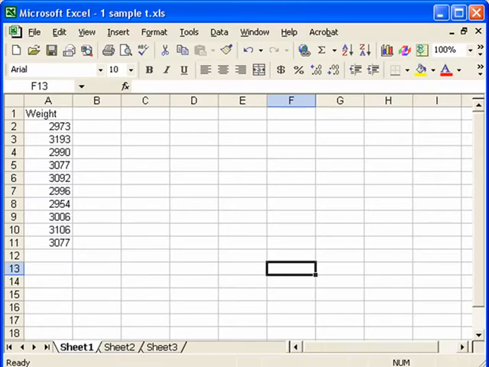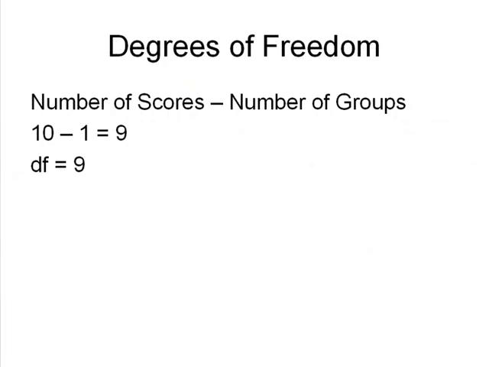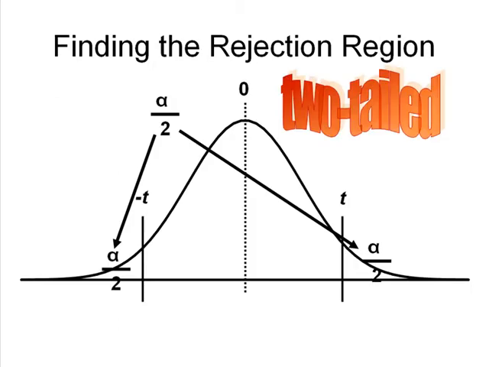In our case, we only have one group of infants. And if I count right, we have 1, 2, 3, 4, 5, 6, 7, 8, 9, 10 scores. So we have 10 scores minus, because we have one group, that gives us 9 degrees of freedom. So our degrees of freedom are 9. Now one other thing that I need to explain before we can have Excel calculate this for us is that Excel assumes that we're using a two-tailed test.